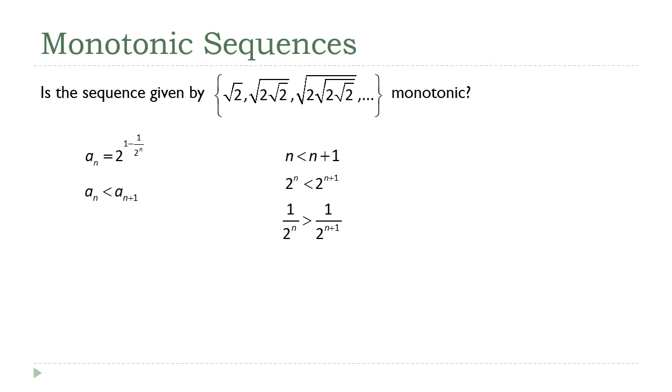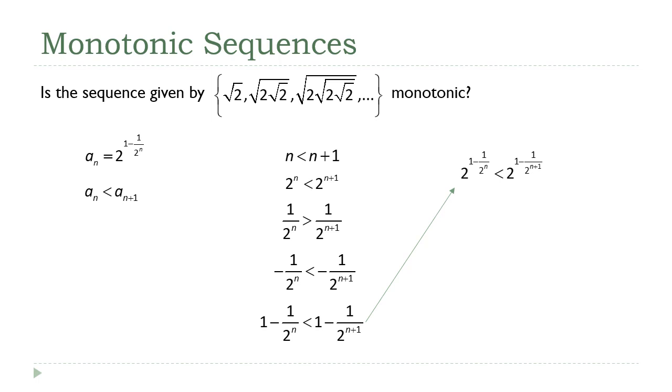Okay, so from here I'm going to multiply both sides by negative 1. Of course, that switches the inequality again. Then I'm going to add 1 to both sides. You notice I've got the exponent now, right? So if I raise 2 to those powers, just like I did back on the second step, I get this. And that's what I really wanted to see, right?